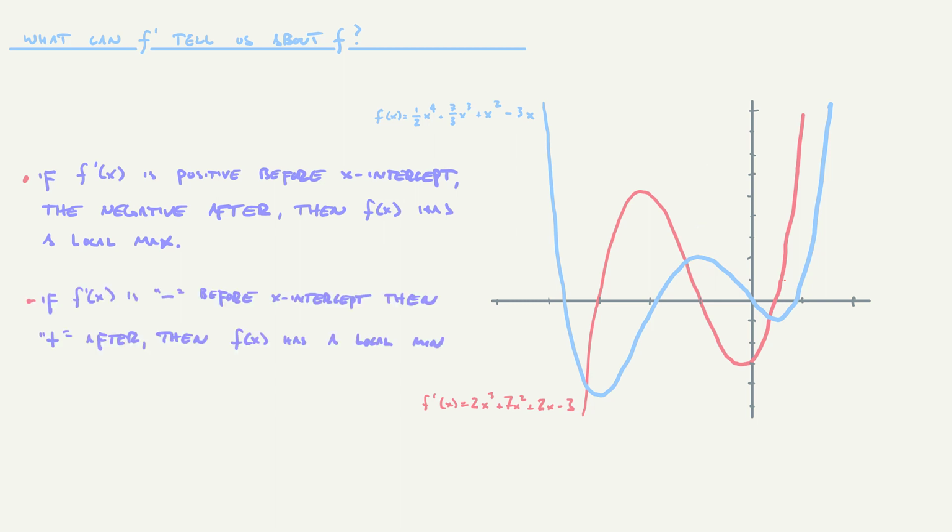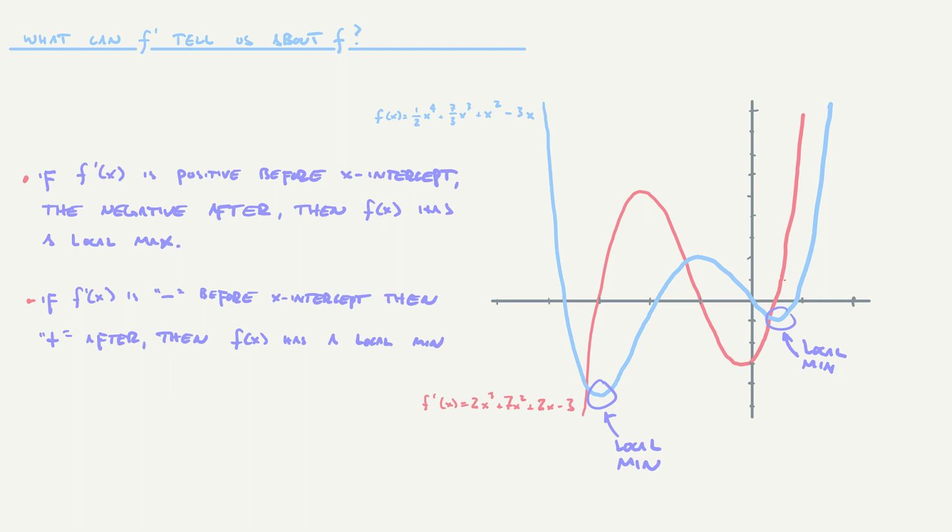Okay, for a minimum, if f prime of x is negative before an x-intercept and then positive after, then f of x is going to have a local minimum. So in both of these cases, it's below the x-axis, the x-intercept happens for the derivative, then it's positive after the x-intercept. And so that's why we have local minimums for our base function, f of x here. And so the answer is yes. That's why we say yes, we can know where it's going to be a maximum versus a minimum based on the behavior of the derivative itself.